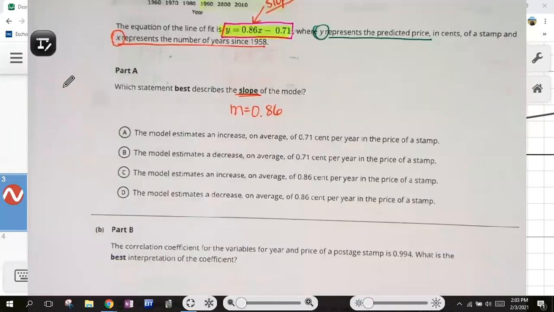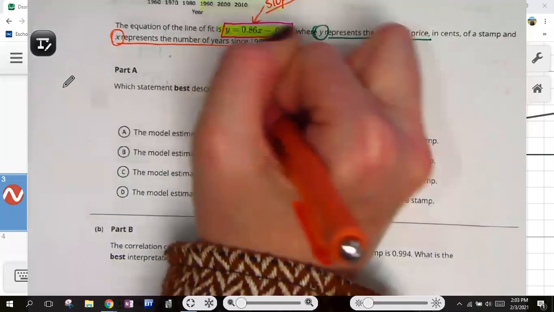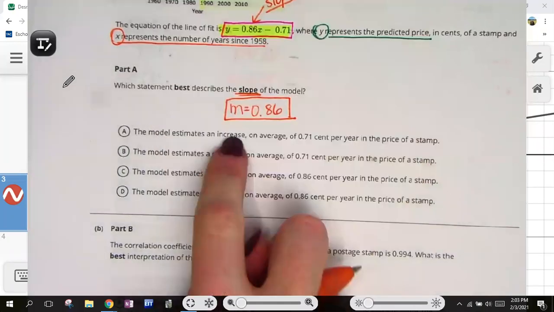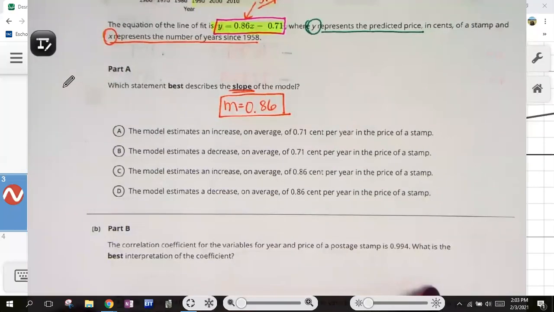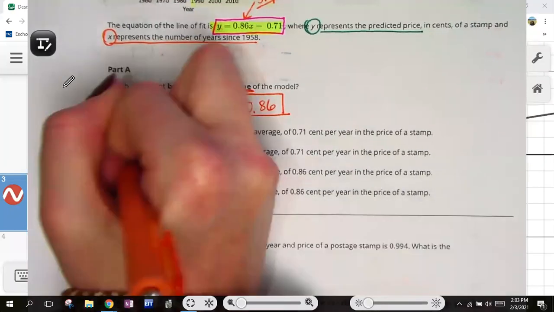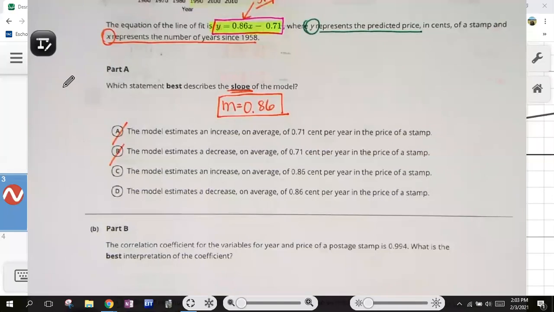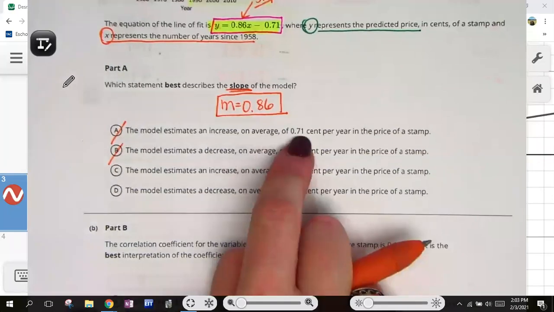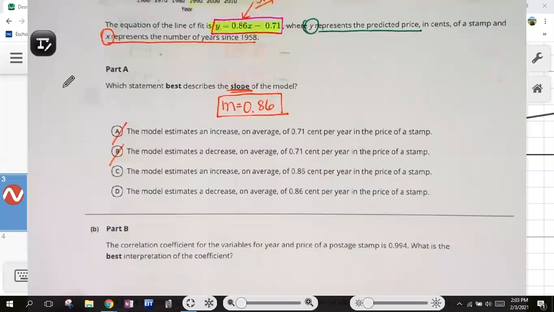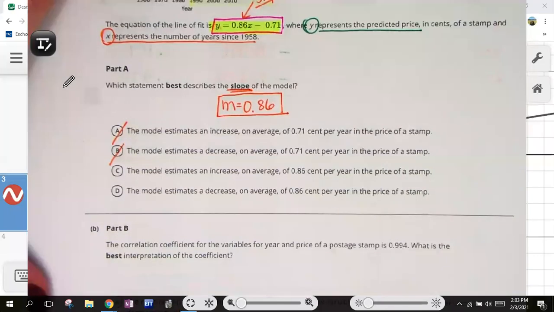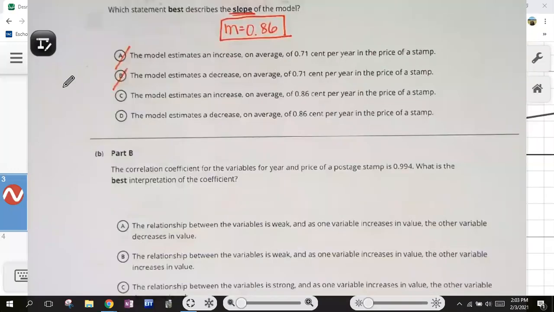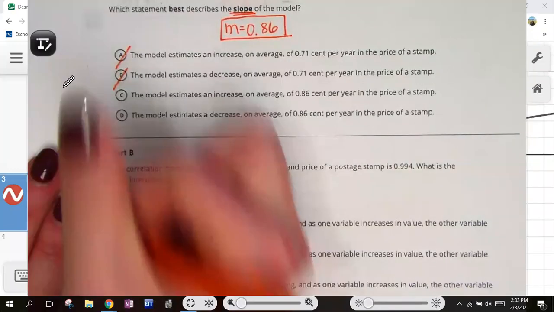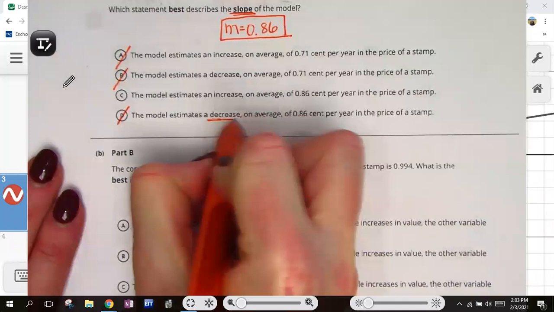Okay, so since we know that's the slope, which ones can we automatically rule out in these multiple choices? A and B, right? Because those say 0.71. All right, now the slope tells us how our graph is increasing or decreasing. What's ours doing? It's increasing. So which one can we rule out now? D, because it says it decreases.